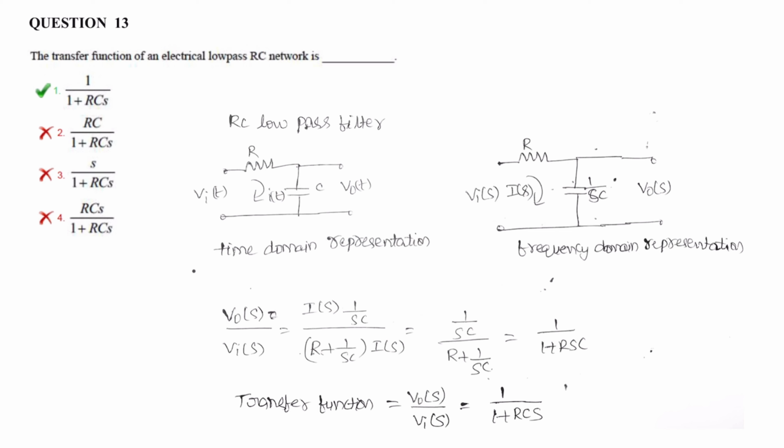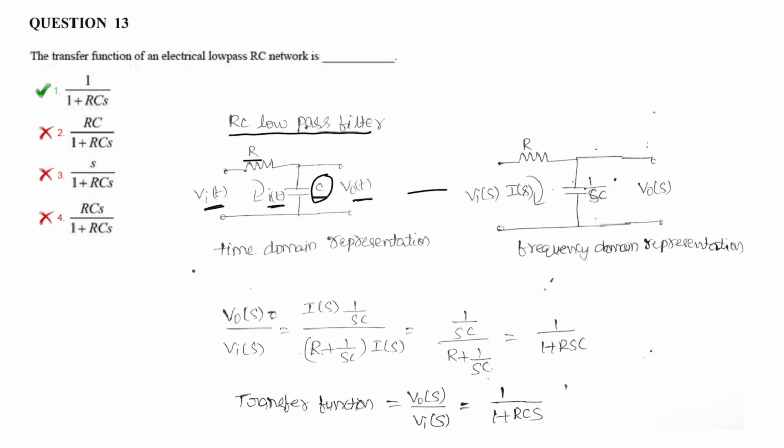Question number 13. The transfer function of an electrical low pass RC network. So this is a low pass RC network. It consists of a resistor and a capacitor. For a low pass filter, the output is taken across the capacitor and the resistor is connected to the input side. Vi of t is the input voltage, V naught of t is the output voltage. Let I of t be the current flowing through the circuit.